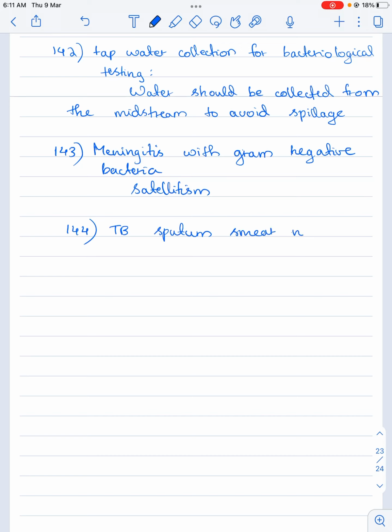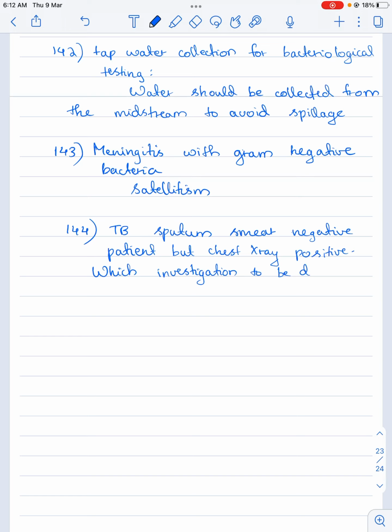TB sputum smear negative patient, but chest X-ray is positive. Which investigation is to be done next? So answer to this is CBNAT. Next question.